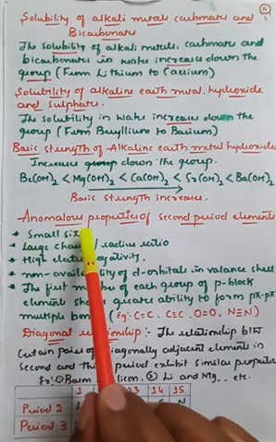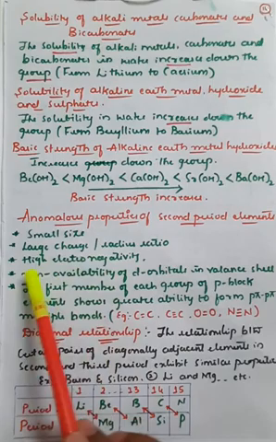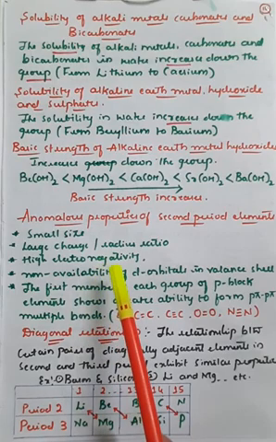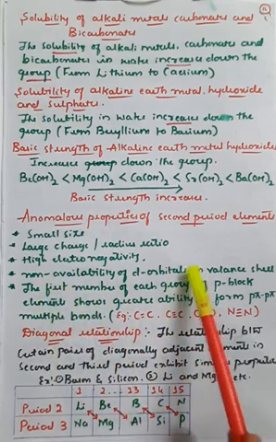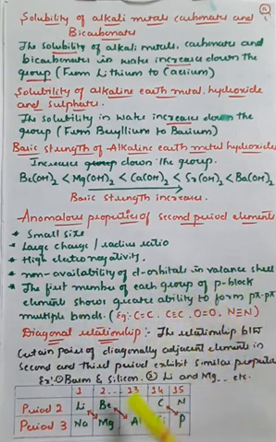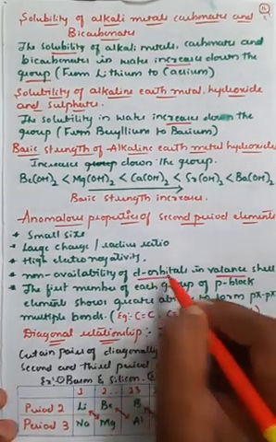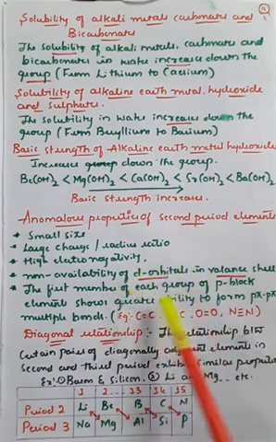Whenever there is a small size, there will be a large charge, that is, the charge to radius ratio will be large. And they are highly electronegative, which means they have the power to attract the electron or the shared pair of electrons. We have already seen the electronegativity definition. And there is non-availability of d orbitals in the valence shell, meaning in the last orbit. There is no chance of availability of d orbitals in the valence shell.